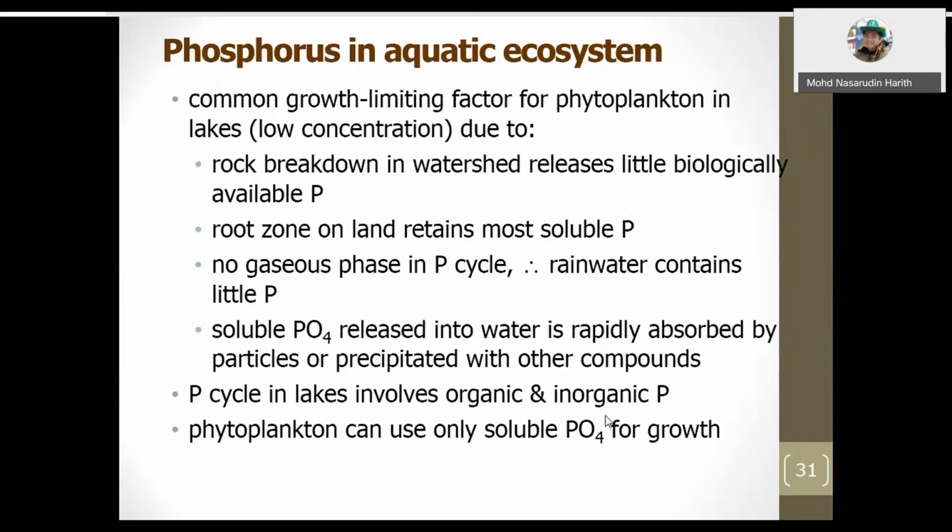There are no gaseous phases in the phosphorus cycle. Therefore, rainwater contains little phosphorus. Soluble phosphate released into water is rapidly absorbed by particles or precipitated with other compounds. The phosphorus cycle in lakes involves organic and inorganic phosphorus. Phytoplankton can only use soluble phosphate for growth.